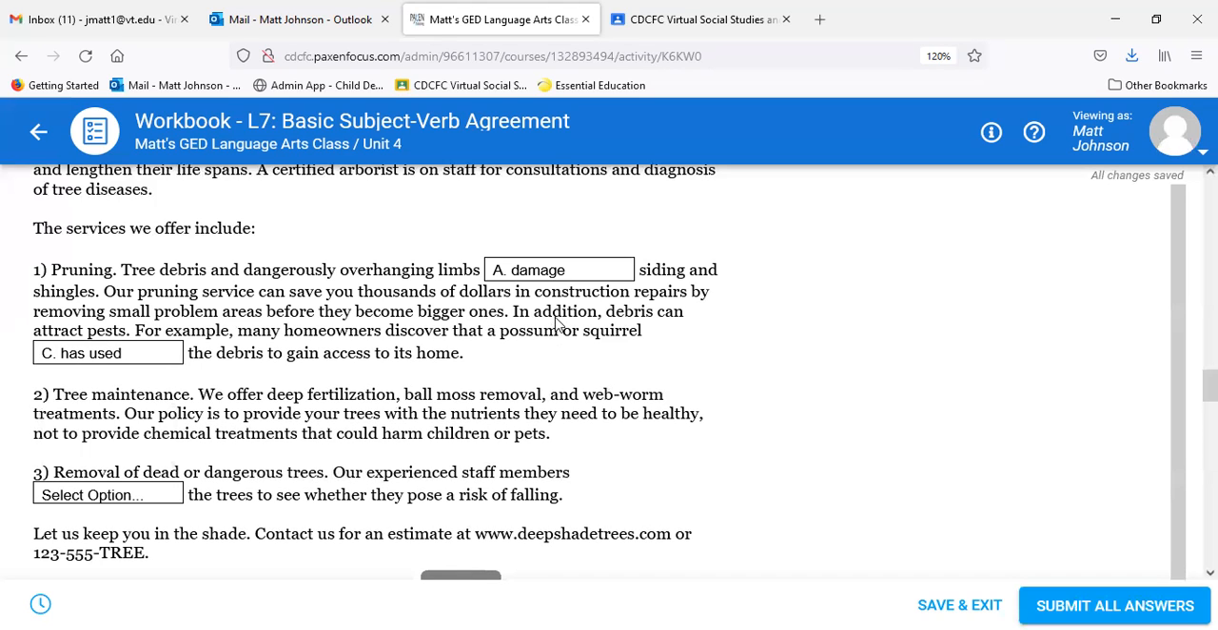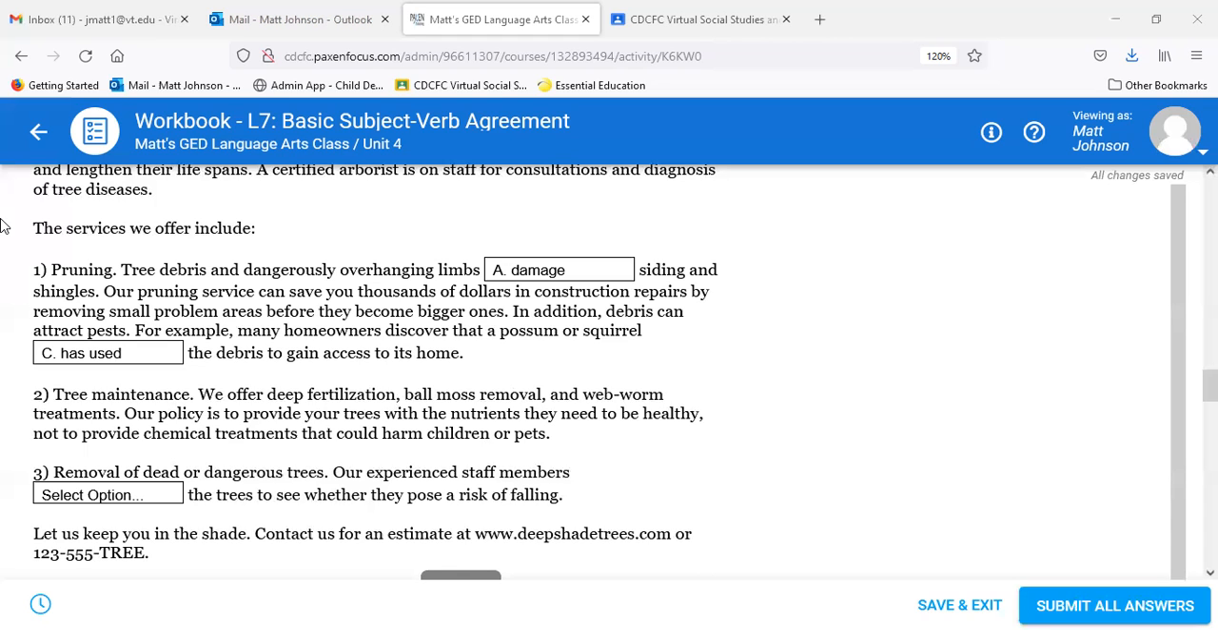So many homeowners discover that a possum or squirrel has used the debris to gain access to their home. Here, we're looking at that singular on either side of the or, possum or squirrel. So squirrel, and we're going to use that singular form, right, of has used the debris to gain access to its home, right? See there.